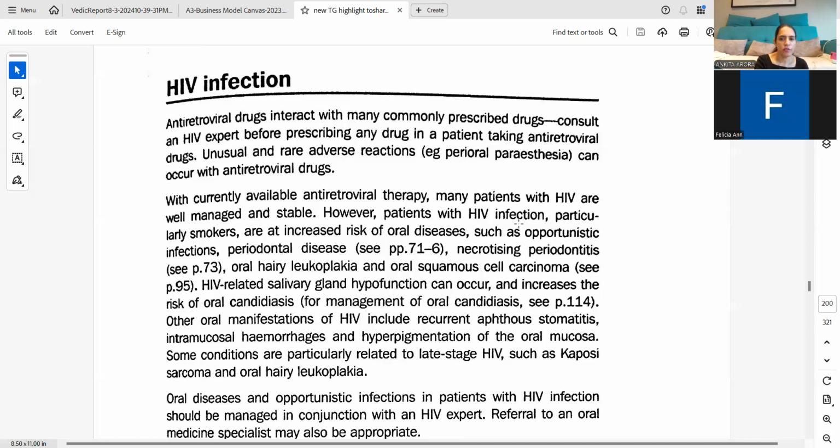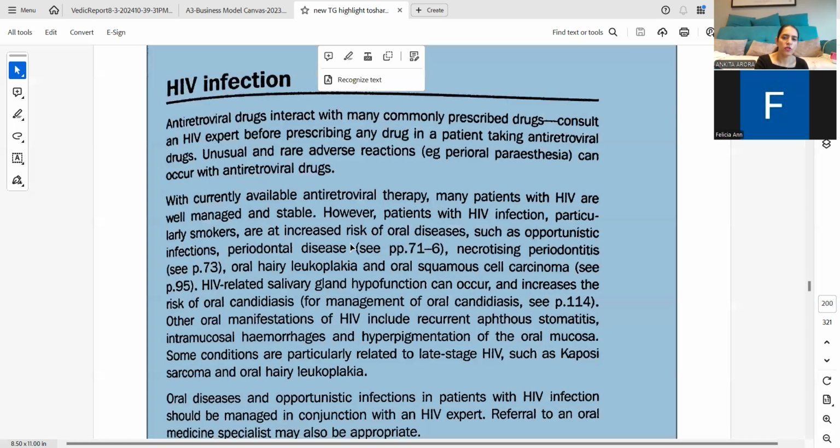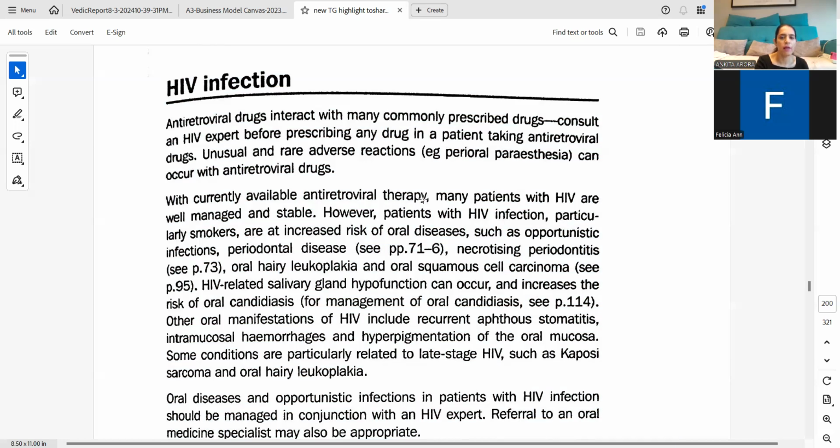However, patients with HIV infection, particularly smokers, are at increased risk of oral diseases such as opportunistic infections, periodontal disease, necrotizing periodontitis, oral hairy leukoplakia, oral squamous cell carcinoma. So all these are opportunistic infections or diseases happening due to immunocompromise. HIV-related salivary gland hypofunction can occur, which increases the risk of oral candidiasis. So oral candidiasis always happens in the immunocompromised. So just look out for it.